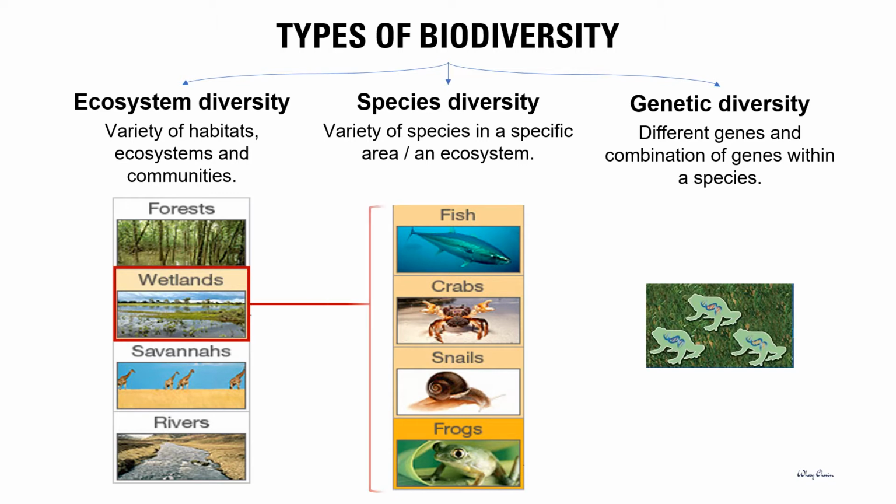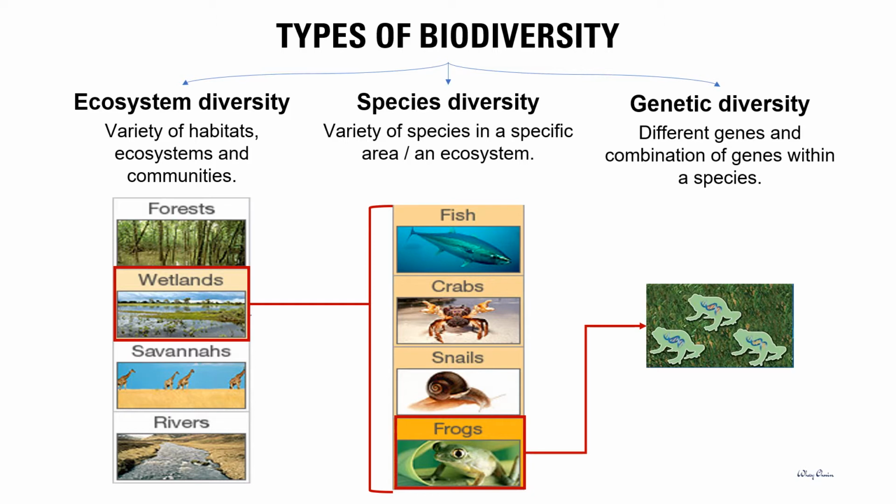Okay, we continue with the ecosystem diversity. There are so many types of habitats that can be found on the earth. The terrestrial ones, such as forests and savannas. The aquatic ones include wetlands, rivers, or even the ocean. If we focus on the wetlands, which is one of the ecosystems that can be studied, it shows different kinds of organisms that can inhabit there, such as fish, crabs, snails, and frogs.